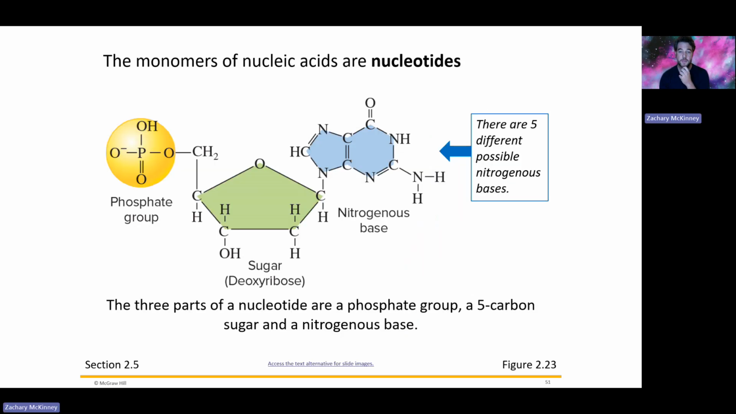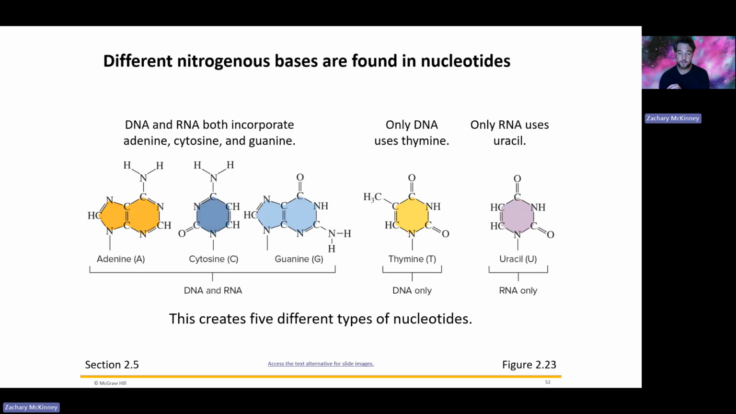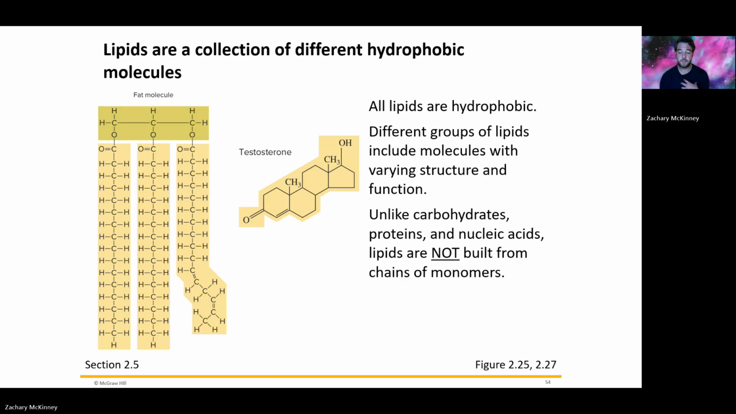Okay. The individual monomer for nucleic acids is a nucleotide. So you should remember the structure of a nucleotide and the 5 nitrogenous bases. This is really basic structural stuff at this point, nothing really functional that you need to know about DNA or RNA. The last class are lipids.